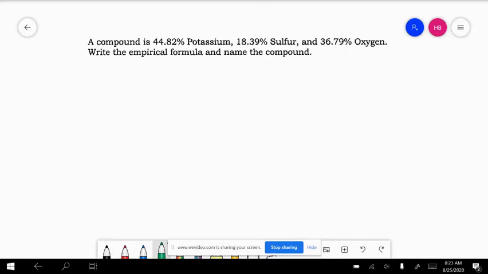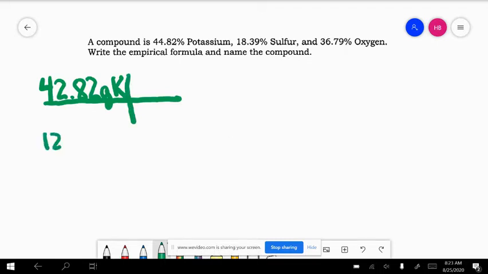So if we had a 100-gram sample that was 42.82% potassium, that means it would be 42.82 grams of potassium. If it's 18.39% sulfur, I'm going to take a 100-gram sample, and that means that in that 100 grams, it would be 18.39 grams of sulfur. And the same thing with oxygen.